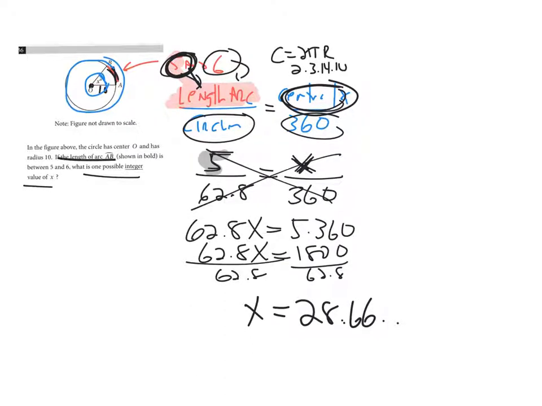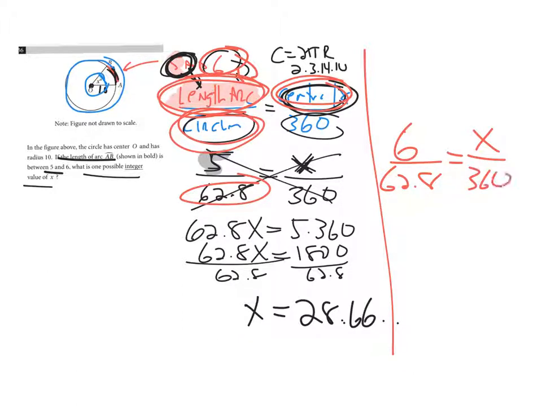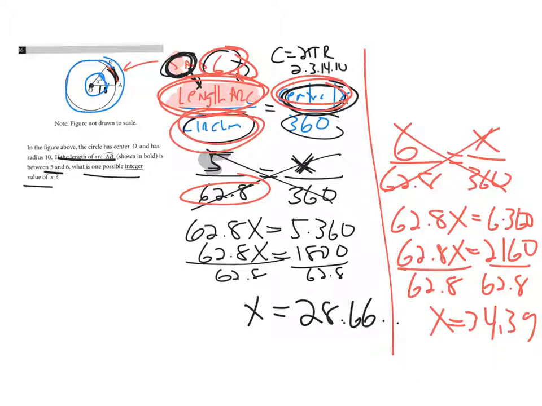It says the length of the arc is in between 5 and 6. So now let me plug in 6 for the length of the arc. So here the length of the arc, 6, over the circumference, which is still 62.8. That equals the central angle, which is what I'm solving for, over 360. Now I'll cross multiply. I have 62.8x. That equals 6 times 360. So here I'm going to have 62.8x. That equals 2160. And here if I divide both sides by 62.8, here I'm going to get x is equal to 34.39.